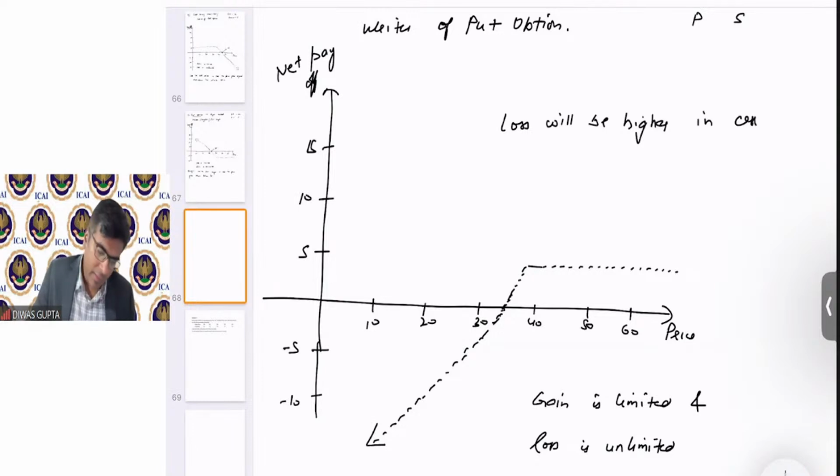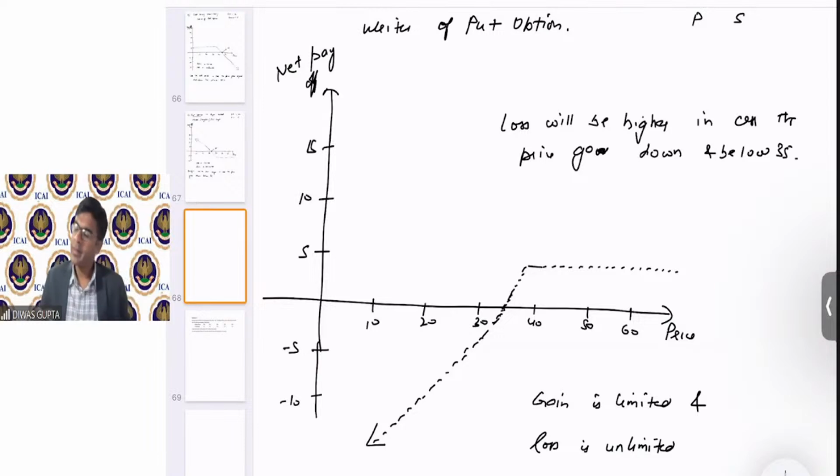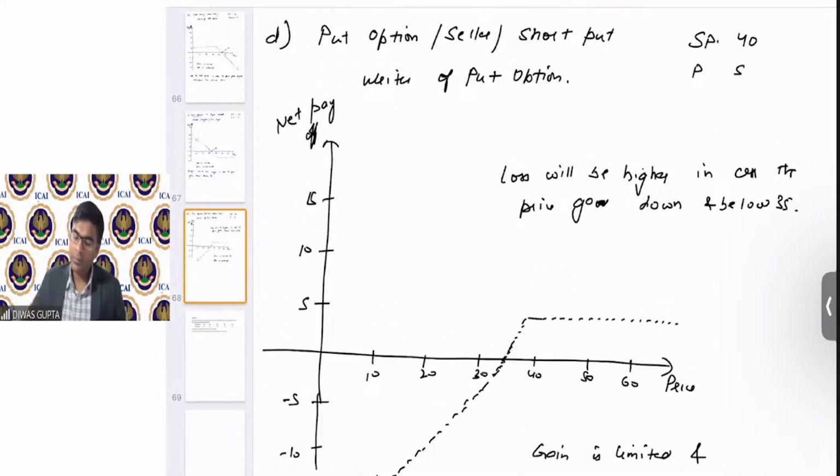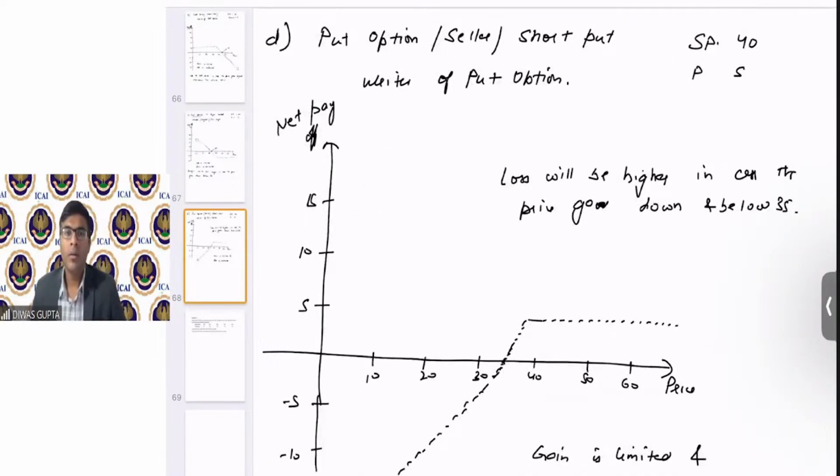And the loss will be higher in case the price goes down and below 35. Correct? I hope this is clear, students. So the put option seller will have a loss in case the prices of the shares go down. Okay, everyone, I hope this is clear.